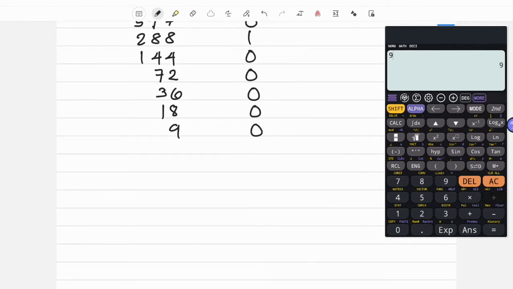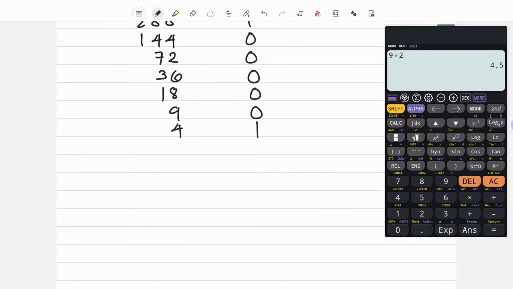And 9 divided by 2 is 4.5. So 4, since we have a remainder, that is 1. And 4 divided by 2 is 2, so we have no remainder, so 0. And 2 divided by 2 is 1, so no remainder, that is 0. And 1 divided by 2 is 0.5, so 0 and the remainder is 1.